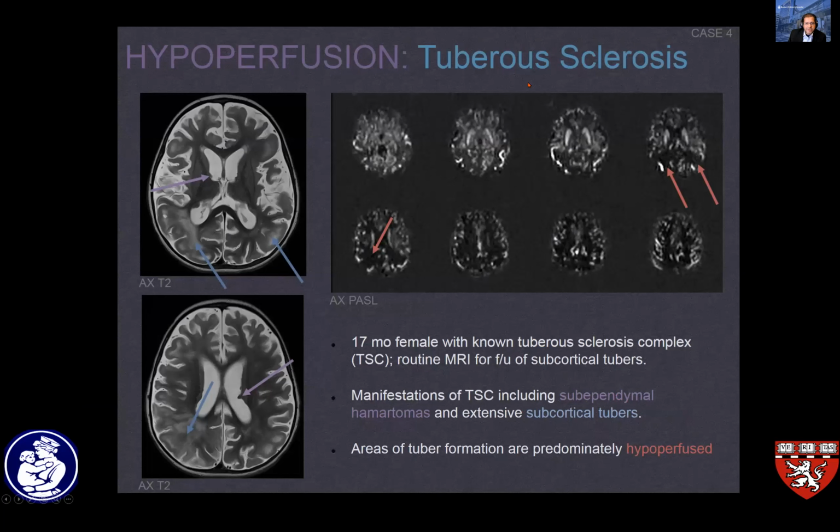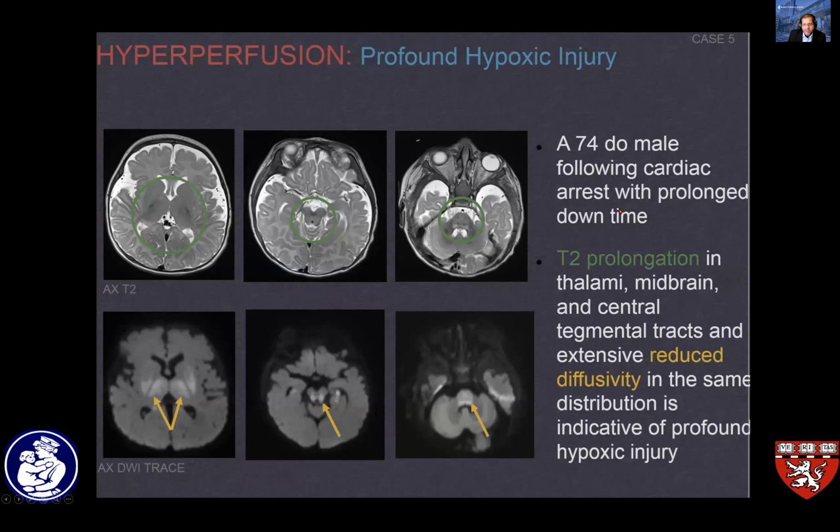Next patient is a patient with tuberous sclerosis who had multiple tubers, and on the ASL, you can see areas of hypoperfusion. This is a patient who is interictal.